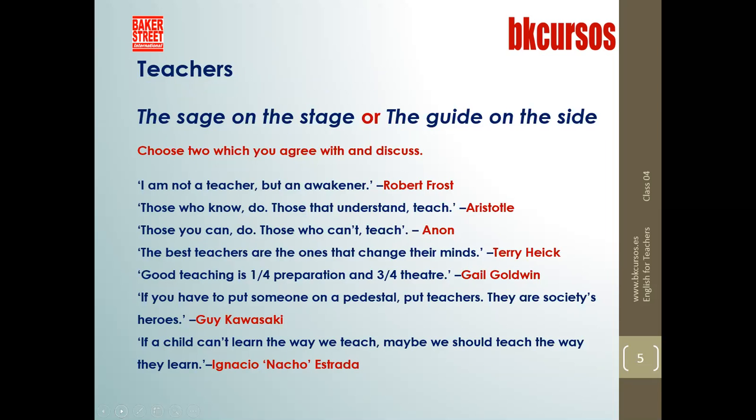Okay, here we go. Teachers. How do you define yourself? Are you a sage on the stage or the guide on the side? The sage on the stage. What's a sage? A wise person. Merlin, Gandalf. Okay? A wise person is a sage, a philosopher. On the stage or the guide on the side.